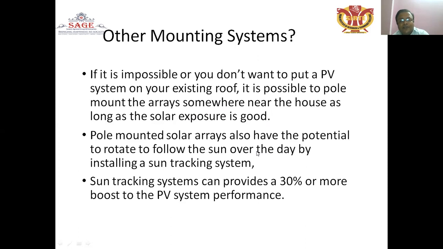If sun rays are focused or falling at a point, that is a point focusing type of solar collector. If the sun rays are diffused on the collector side, that is a diffusing type of solar panel. A sun tracking system can provide a 30% or more boost to the PV system performance.